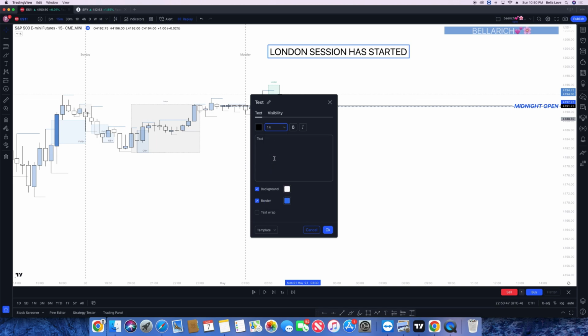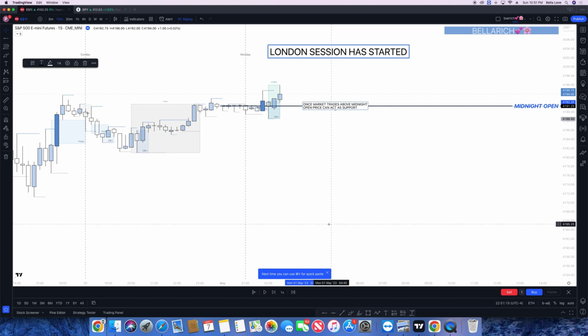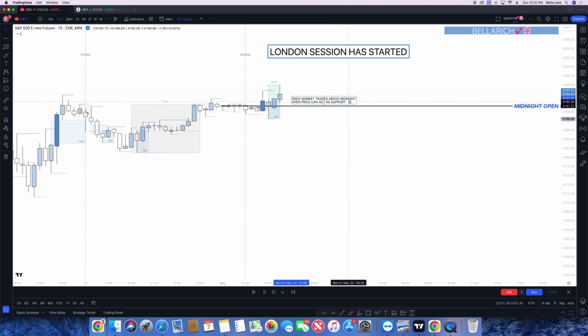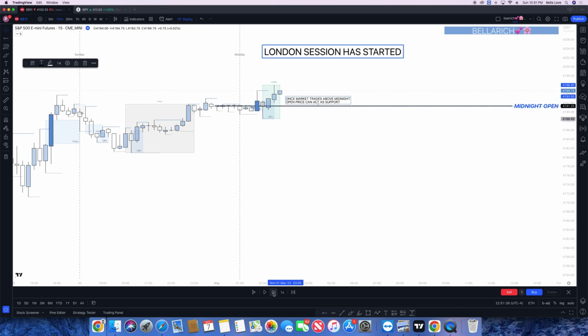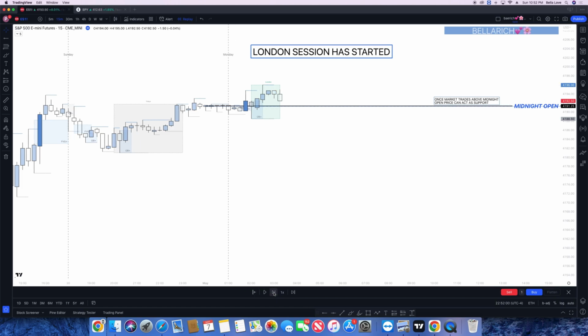The way I trade the midnight open is just simple. I use it as a support or resistance. So basically, if the market is above the midnight open, then I feel like the market can be bullish. But if it trades below the midnight open, then I feel like the market can be bearish. Now, of course, you can't just go off one confluence alone. You have to add in other things.